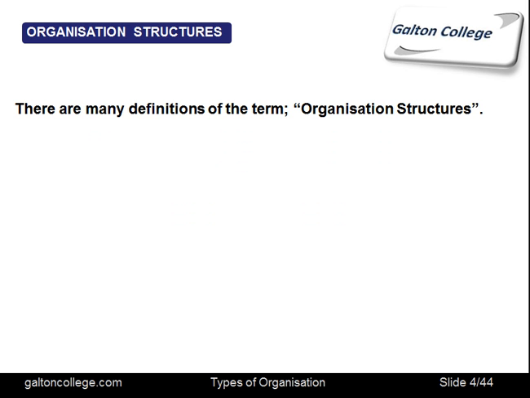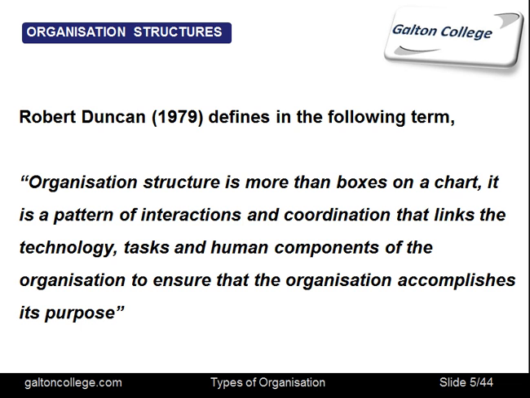Now, there are many definitions of the term organisational structure, and I'm going to set out two here, but I'm not going to discuss them in detail. Here's one by Robert Duncan. I suggest you stop the video and copy this out and read it over and see what you can determine from this, what you understand by it. It's a very straightforward definition. What it does is it simply links organisation to many of the key roles and many key functions within the organisation itself. But talk it over.